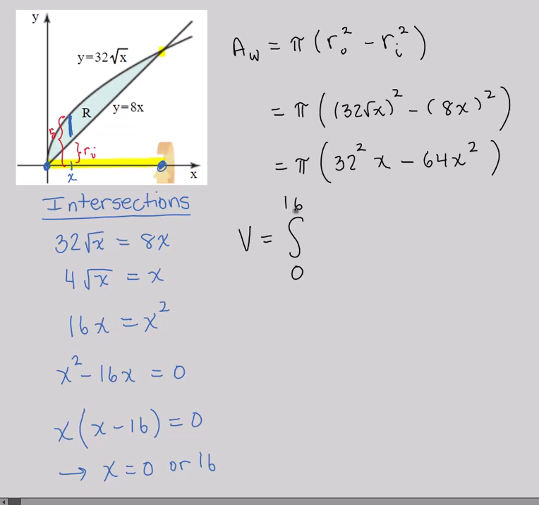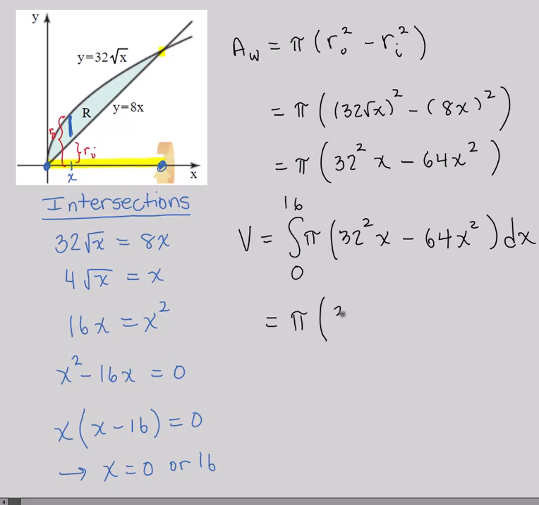Pi can come out to the front. We can move it out to the front now. We'll move it out in a minute. Doesn't matter. And so then we're going to have this 32 squared x minus 64x squared dx. This will give us pi out in front. And let's just leave the constants in there for a minute.